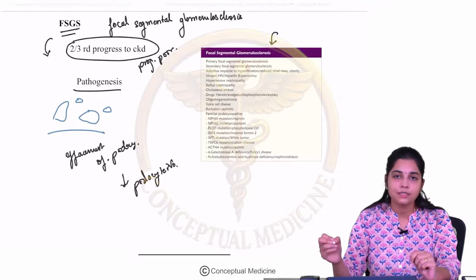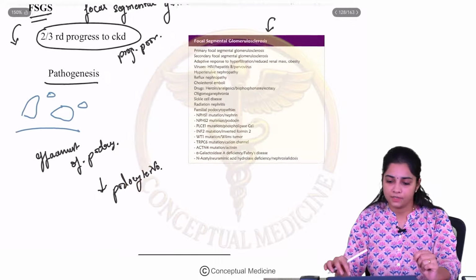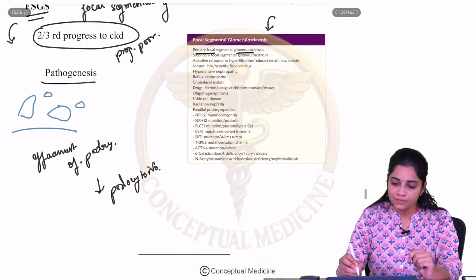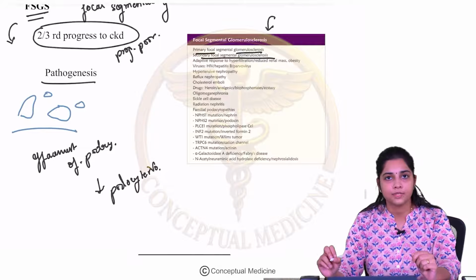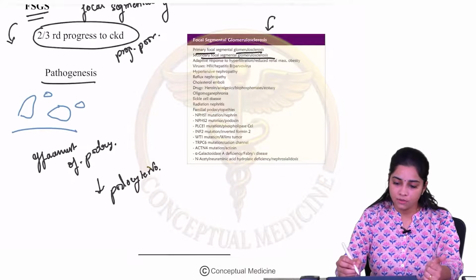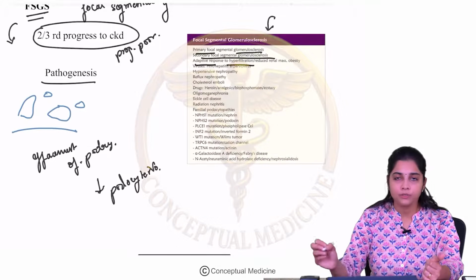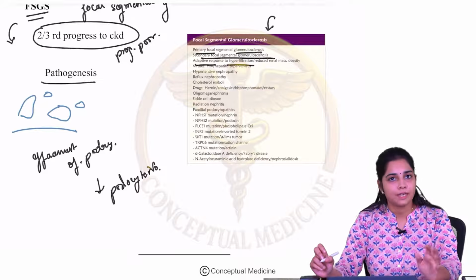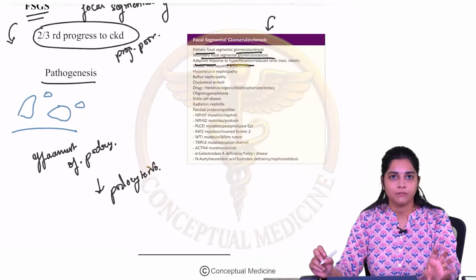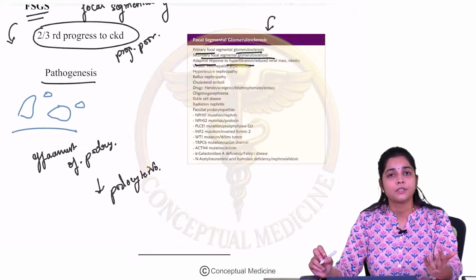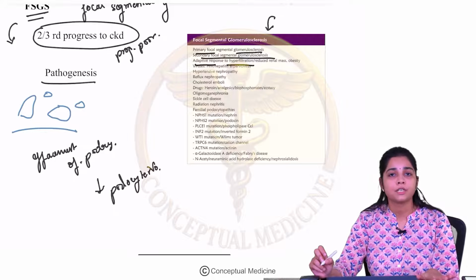Now, let us understand the etiologies for FSGS. It can be classified as primary and secondary. Under secondary causes, always remember adaptive response to hyperfiltration. For example, in a patient who has one non-functioning kidney, the other functioning kidney has hyper-responsiveness and undergoes hyperfiltration. So as an adaptation to hyperfiltration, you can develop secondary FSGS.